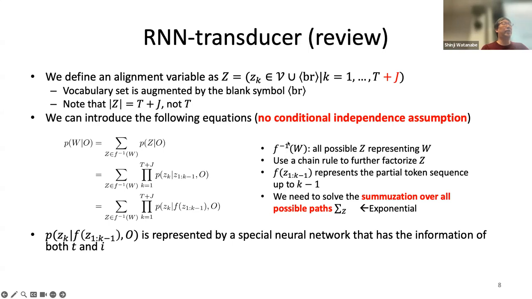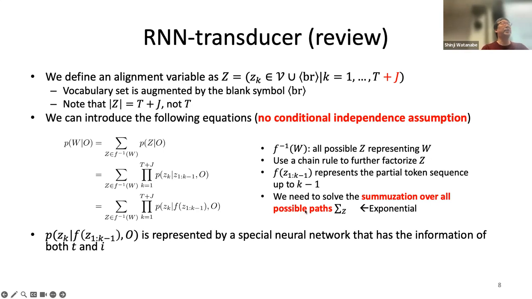And let's explain some of the definitions of the functions. F inverse is converting the token sequence to all possible alignments. Okay. And F is the opposite. F inverse is the function to convert from the word sequence to all possible Z, and F is the opposite function, which represents the partial token sequence up to k minus 1. This one is a little bit important, so please remember this function.